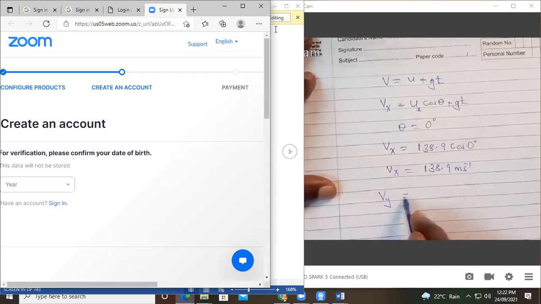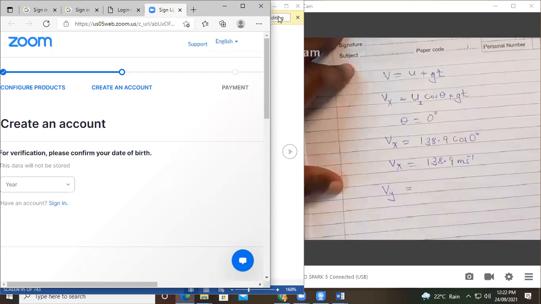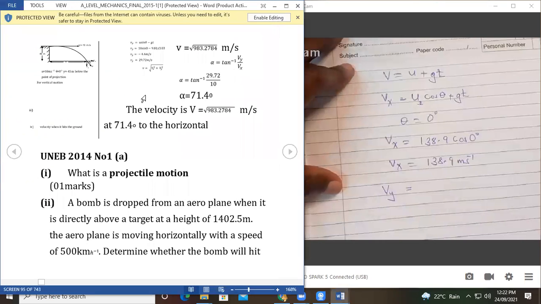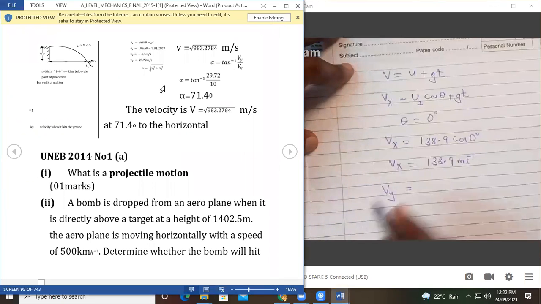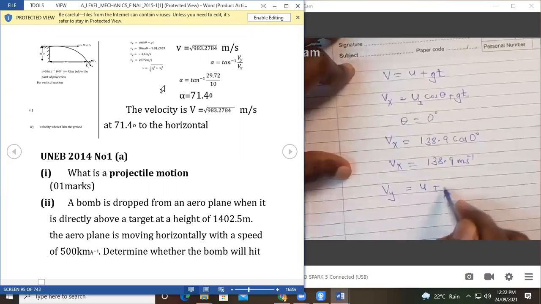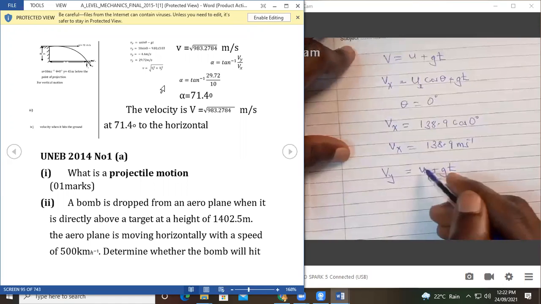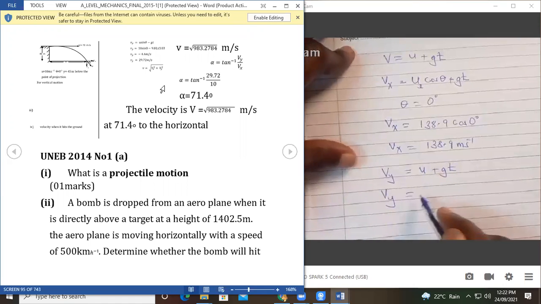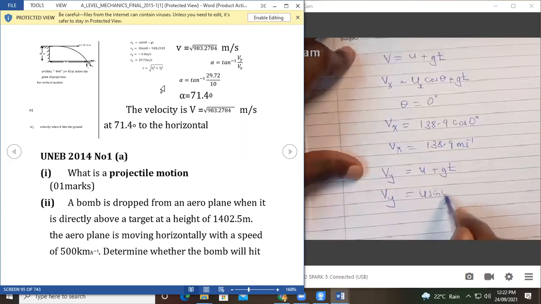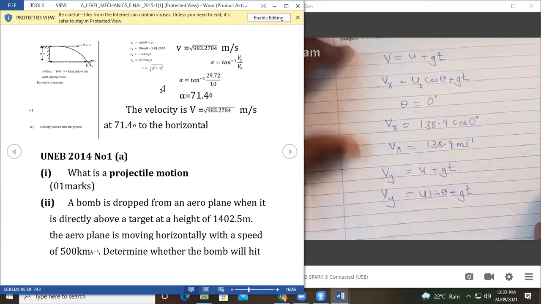So what will be our Vy, members? Remember we said Vy initially from the formula is U plus gt. The formula still remains that. But when we use the general formula, Vy equals U sine theta. If it's coming down, it is going to be plus gt.